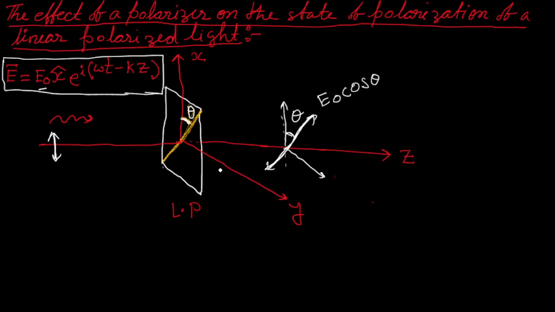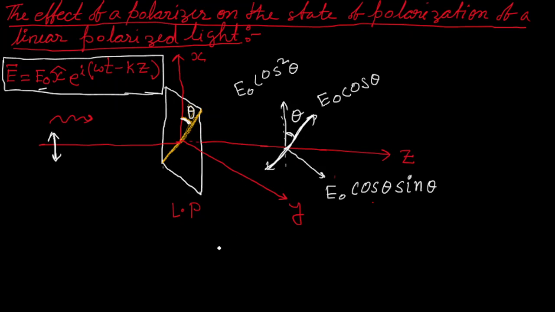Now we have to decompose this amplitude vector into the x direction and the y direction. The component of this field along the x direction will be E0 cos squared theta, and the component along the y direction will be E0 cos theta sin theta.